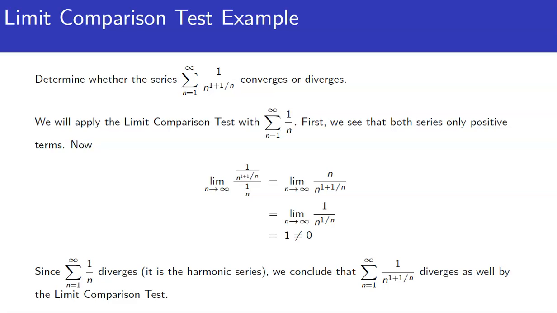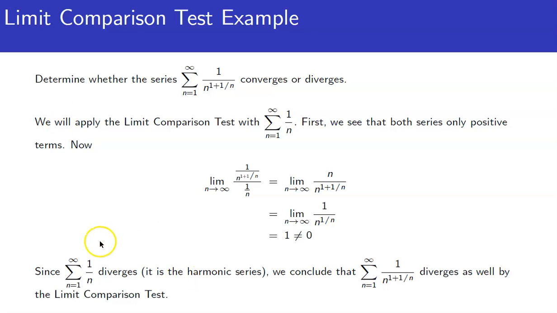In this video, we're going to determine whether a series converges or diverges by using the limit comparison test. In this case, the series that we're interested in is the sum from n equals 1 to infinity of 1 over n raised to the 1 plus 1 over n power. I've mentioned this several times before, but again, the biggest challenge with being able to determine whether or not a series converges or diverges using one of the comparison tests is figuring out what to compare it to.